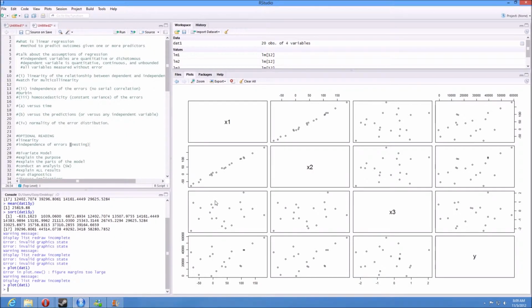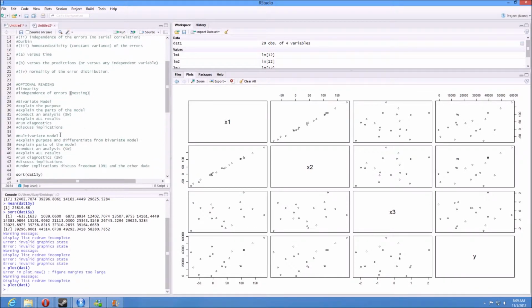There we go. So there's one thing that really strikes me off the bat: x1 and x2 are pretty much perfectly correlated with each other. And those are both independent predictors. So what we have here is multicollinearity. And I'll get into that when we look at our multivariate model.